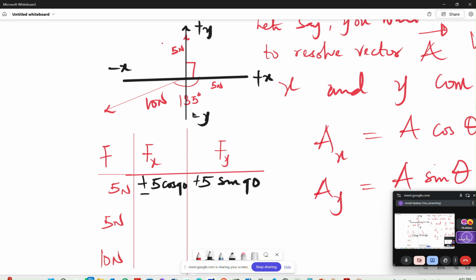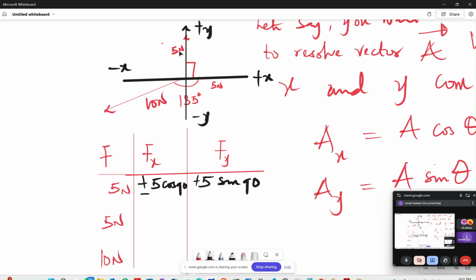Now for the next 5, look at this next 5. This one is directly on the x-axis, on the positive x-axis. So what is the angle of inclination to the horizontal? The angle of inclination to the horizontal is basically zero. Why? Because it lies on that same horizontal axis. Does it make sense?